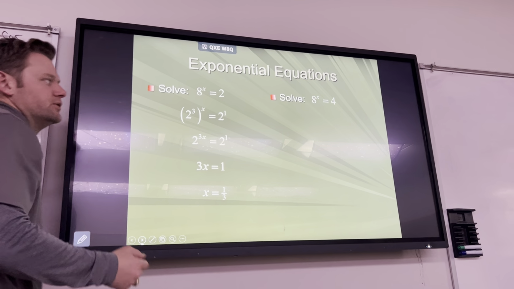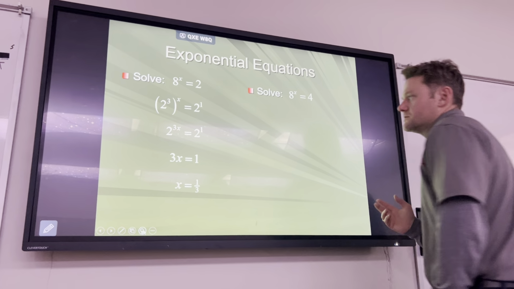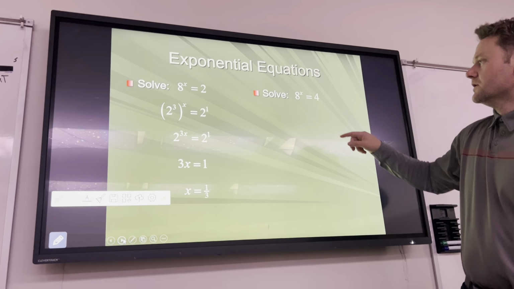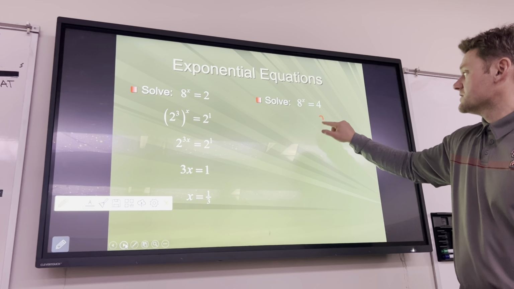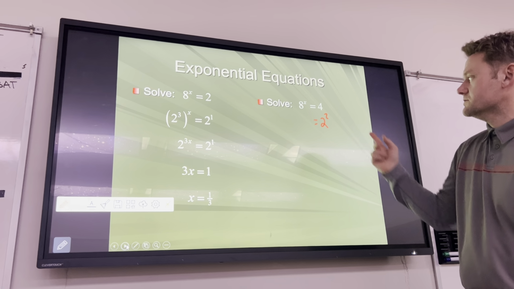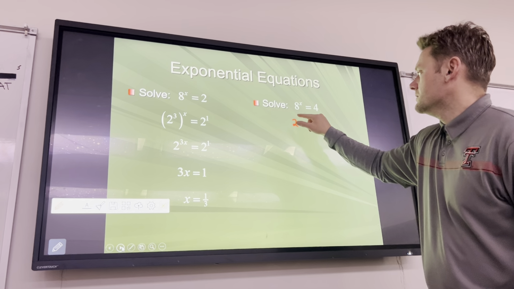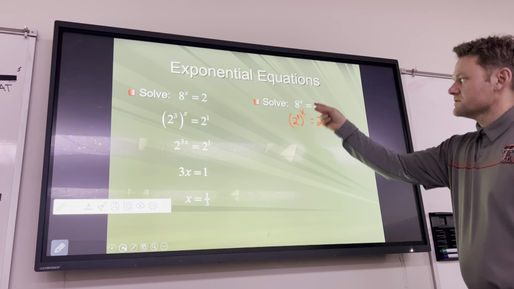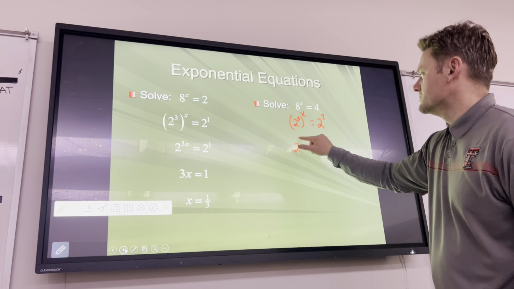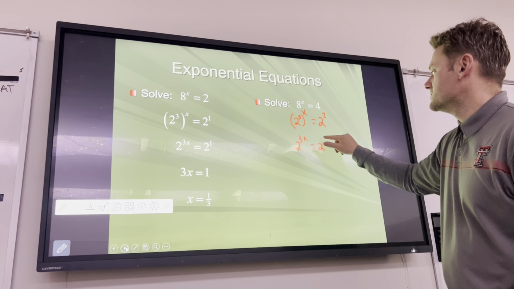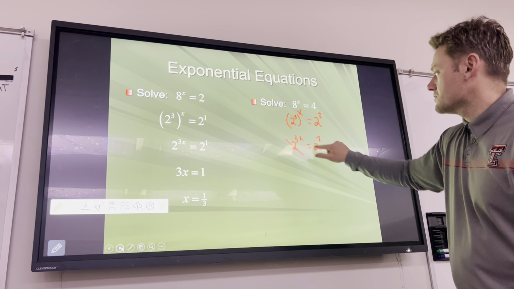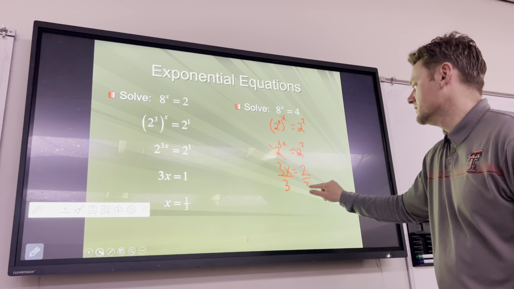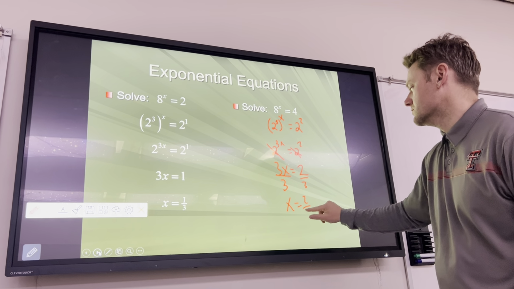So, pretty simple. Now over here, I have 8 to the x equals 4. Well, how can I get both of them common? Let's put them in terms of 2. So 4 could be 2 squared. And again, 8 could be 2 cubed, and again, it's to the power of x. So I need to multiply it. So this is 2 to the 3x equals 2 squared. Now I can drop it. 3x equals 2. Divide by 3. I get x equals 2/3.